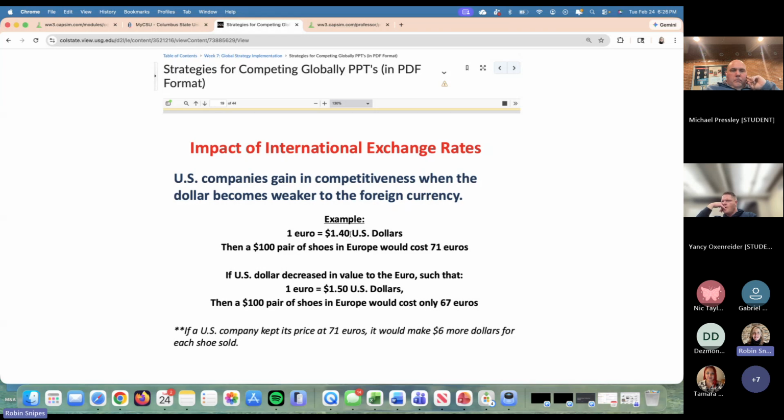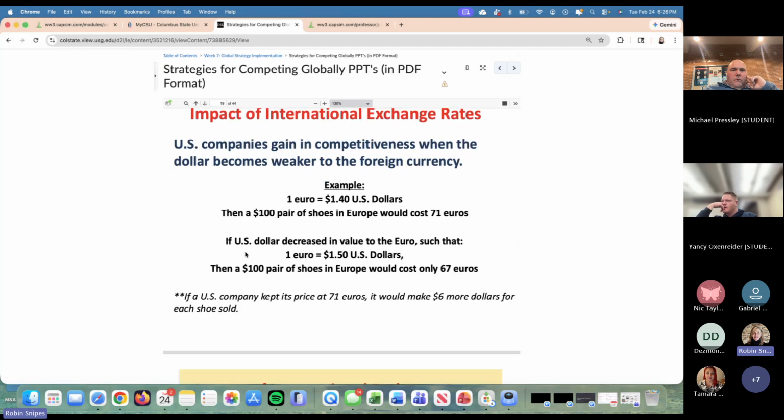I didn't look today to see what it was. It's not $1.40, but it is going up. You can actually Google and see the trend on that. Then a $100 pair of shoes in Europe would cost €71 if you flip that out and did the math on it. If the dollar decreased in value, meaning that €1 is now worth $1.50, then a $100 pair of shoes in Europe would only cost €67.